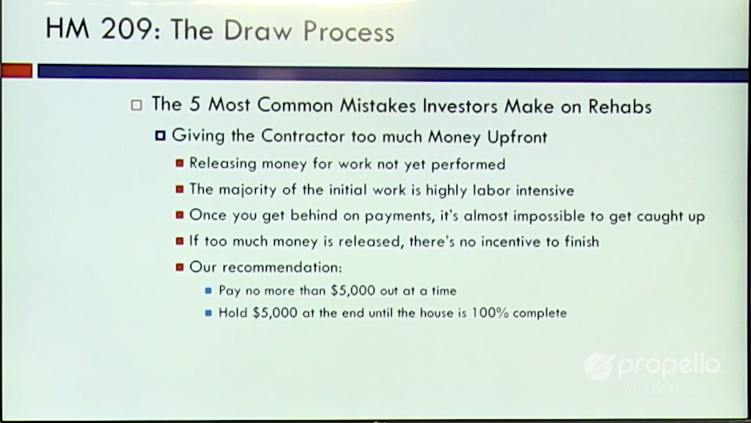Now I want to go over the 5 most common mistakes investors make during the rehab process as it relates to the lender's draw process. Number 1, giving the contractor too much money up front. Releasing money for work that has not yet been performed is not wise, and the contractor has less incentive to actually do the work if you've given them a big chunk up front.